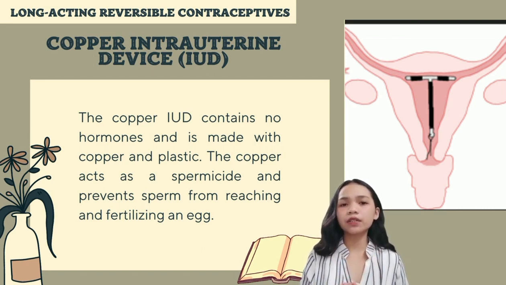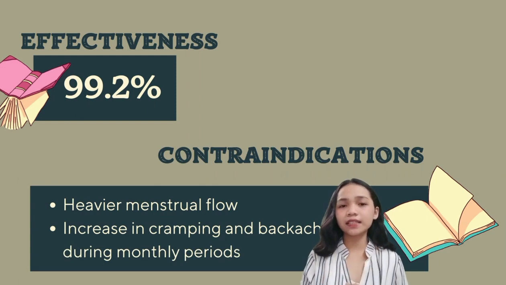The copper IUD contains no hormones and is made with copper and plastic. The copper acts as a spermicide. A spermicide is a substance that kills sperm. The copper can be kept in place for 10 years. The copper stops the sperm from making it through the vagina and uterus to reach the egg, preventing fertilization. Its effectiveness is 99.2% with typical use.